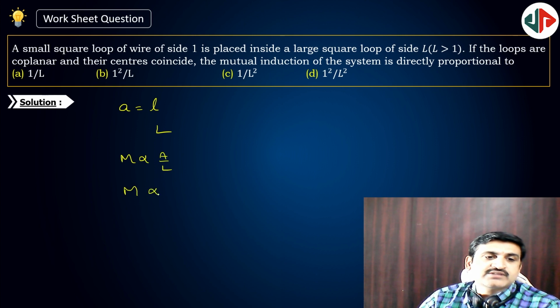Area by L means M is proportional to L square by L. So L square by L is which option?